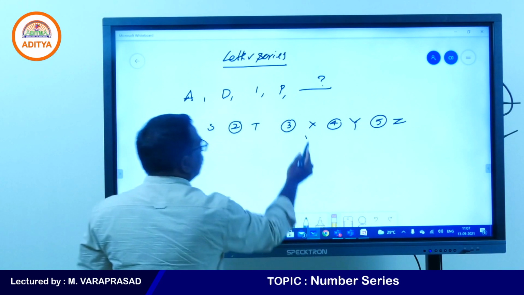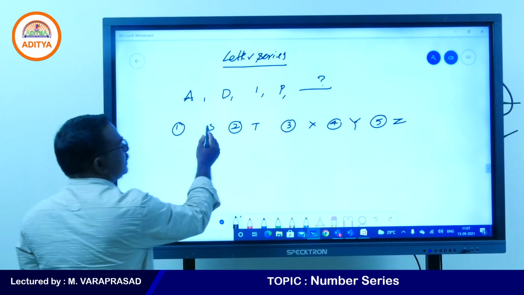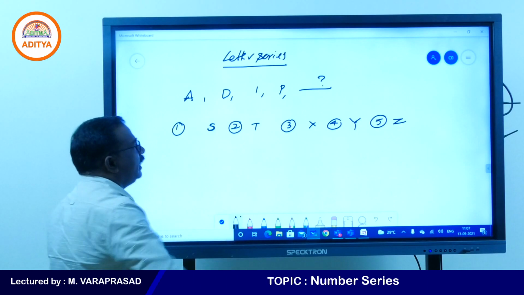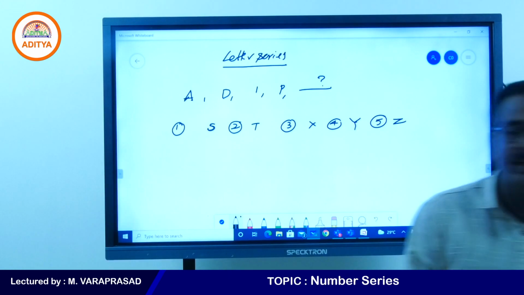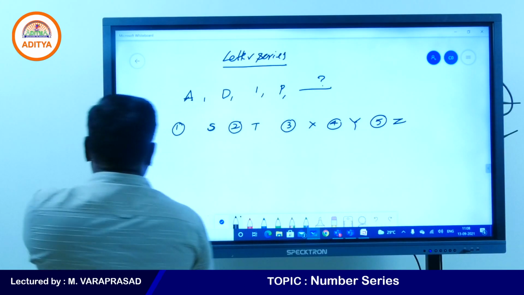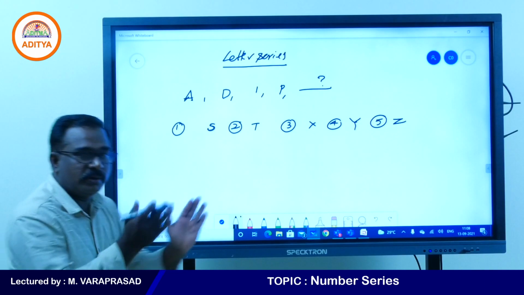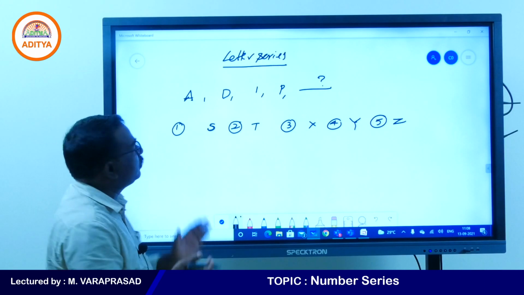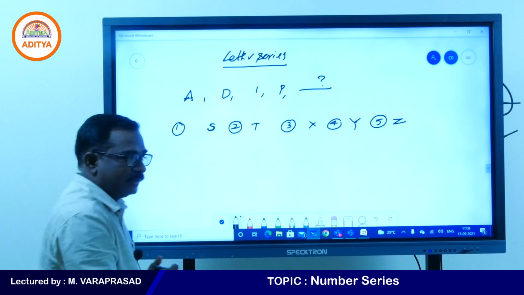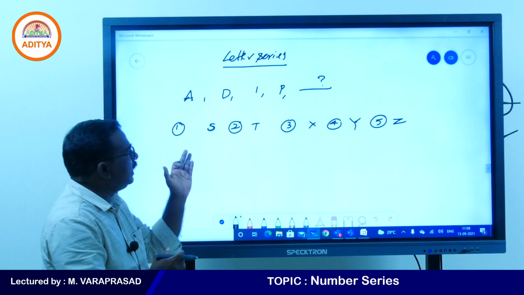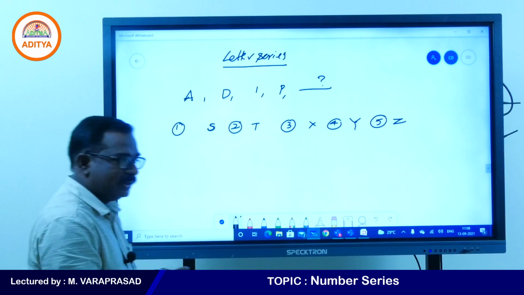Yes, my students, what is the answer here? A D I P, and the question mark is given. A series of letters is given with a particular logic or pattern, and you need to find out what the next letter, the question mark, is here. I think all of you got it. What is the answer?